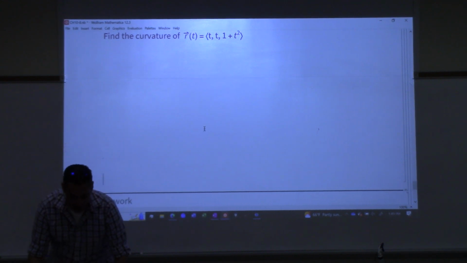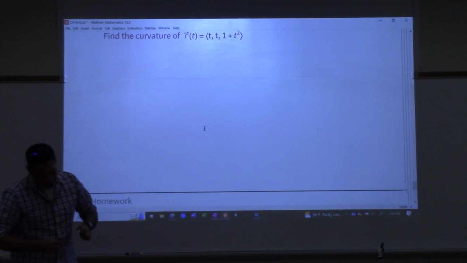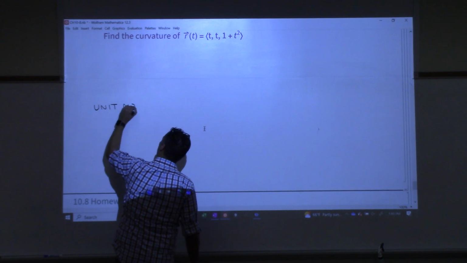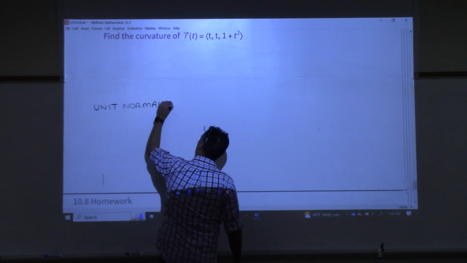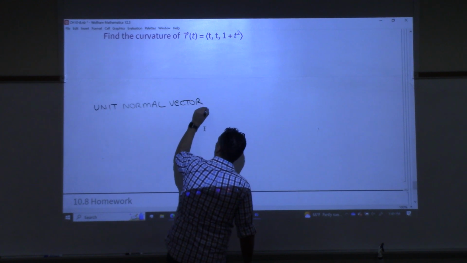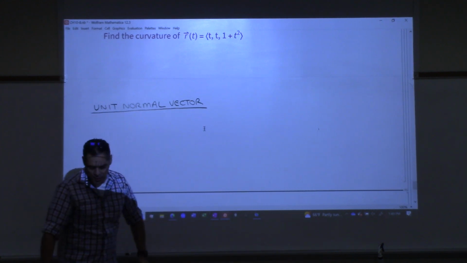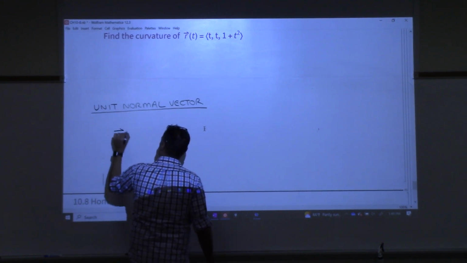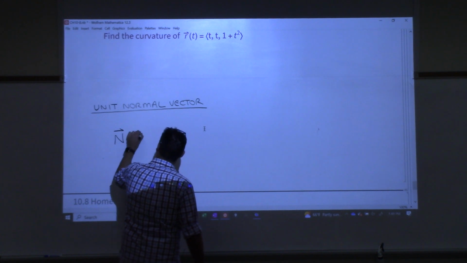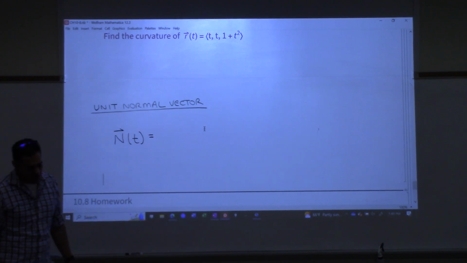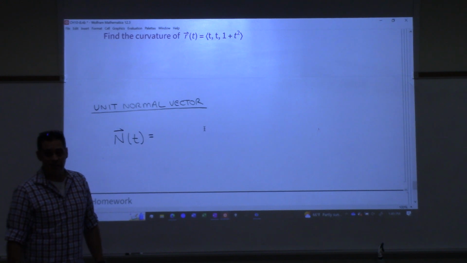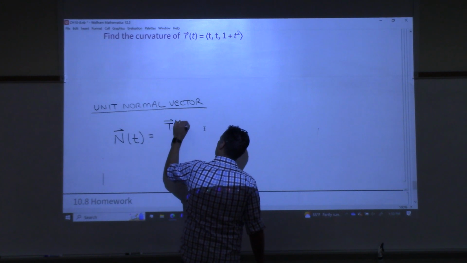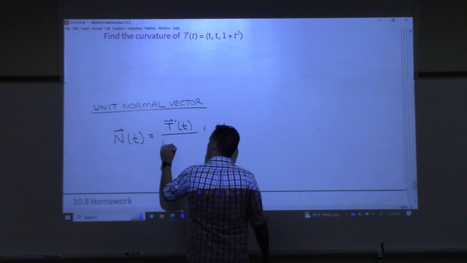There's one more thing that I want to define for us. This is called the unit normal vector. This is in the textbook, but it's just not in my notes. So this vector capital N of t is defined to be the derivative of the unit tangent vector divided by its own length.